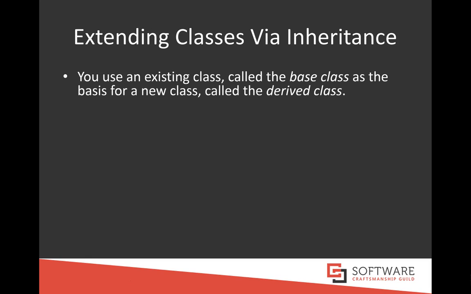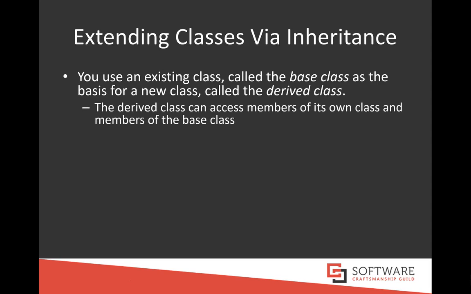If we want to extend a class via inheritance, we have to take an existing class, which we call the base class, and then in another class, we reference the base class. The new class is called the derived class. It inherits from the base class. The derived class can access its own members, but it can also access non-private members of the base class.